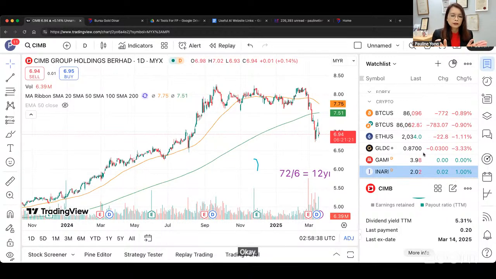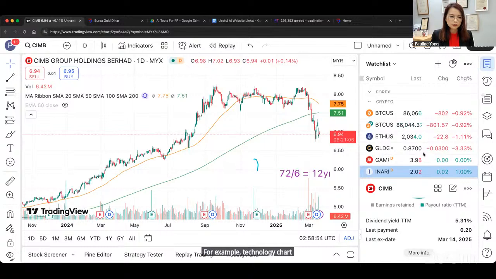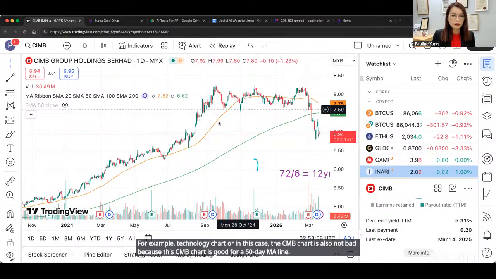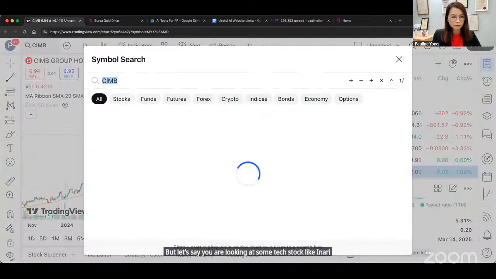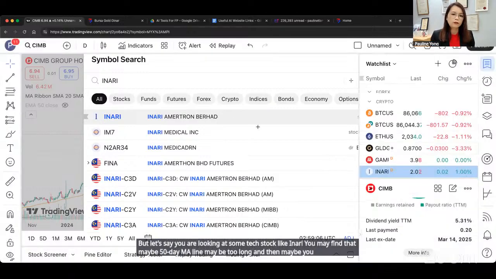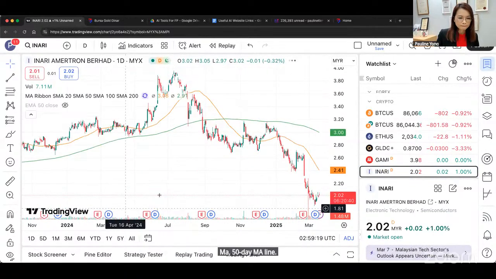Okay, so once it is in the system, you have to make sure that if you want to use this moving average strategy, the chart itself is a strong chart. For example, a technology chart, or in this case the CMB chart is also not bad, because it is good for a 50-day MA line, as it's a banking stock. So you can use a 50-day MA line. But if you are looking at some tech stock like Inari, you may find that the 50-day MA line may be too long, and maybe you want to use a shorter time frame. It will be better. Okay, so this is the 50-day MA line.